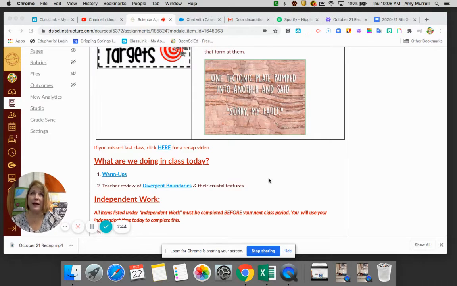So in class, we moved on and began talking about convergent boundaries. If divergent boundaries are pulling apart, convergent boundaries are pushing together. Depending on the kinds of plates, you get different landforms. So review those pages to find out what those landforms are. There's a really nice table in there that outlines them for you.